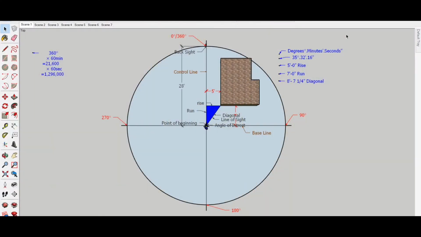All right, cool. Check it out. What we're going to do right now is look at degrees, minutes, and seconds and how that relates to the instruments that we'll be working with, like the theodolite or the total station.